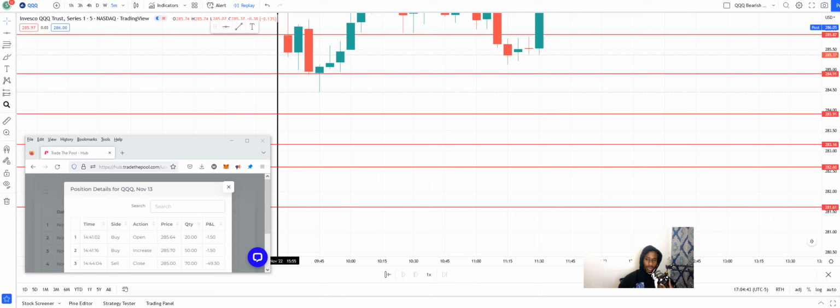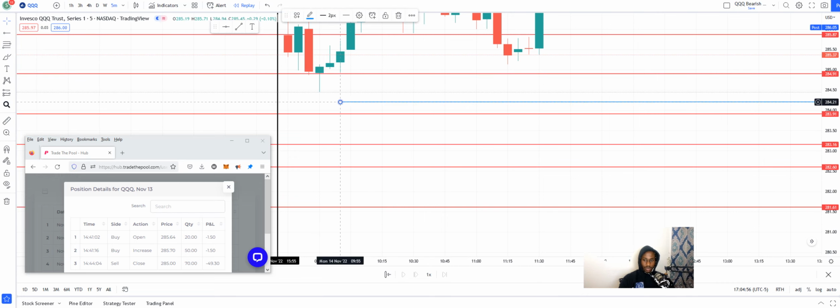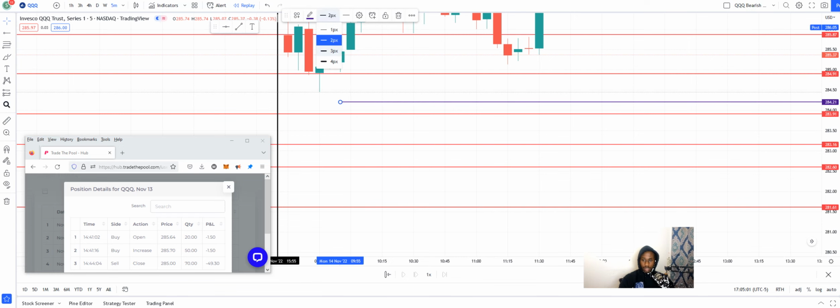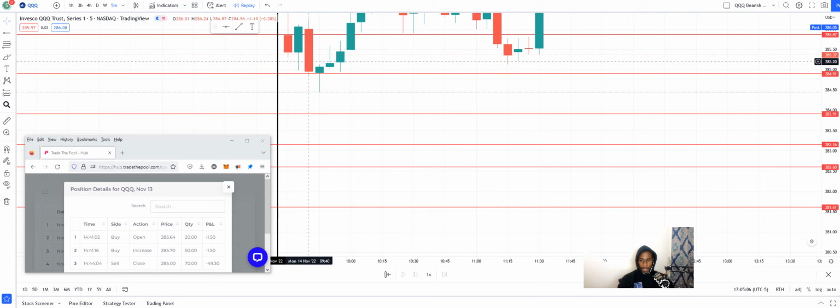Why I want to use a ray is it can show us where the trade was entered from on that candle and ignore what happened before, realistically. So let me use a horizontal ray instead, and I'll get the same purple. Okay, so 9:40, it would be on this candle, 28564, right?